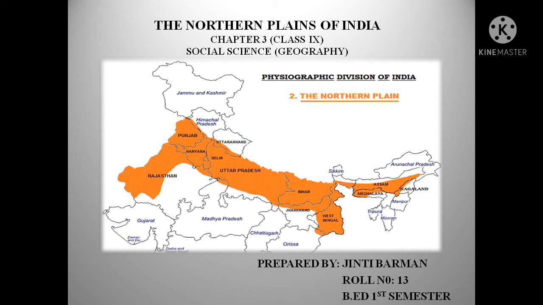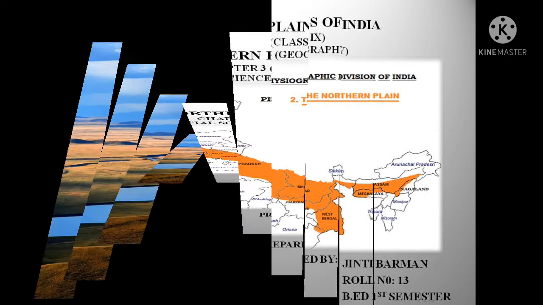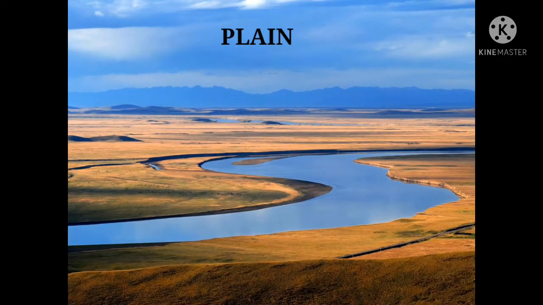In this video, we will study about the northern plains of India, which is included in Chapter 3, Social Science textbook under the section of Geography, Class 9. So let's begin. First of all, you have to know what a plain is. I think you all know that a plain is a flat area that is formed by a river.